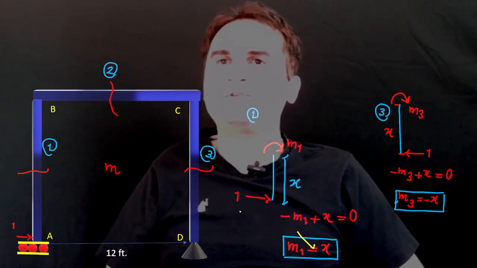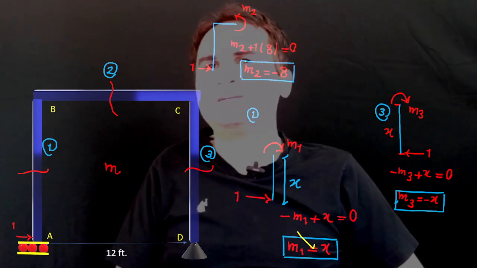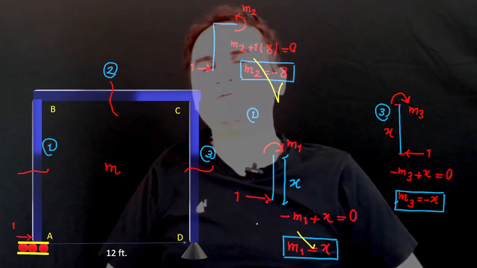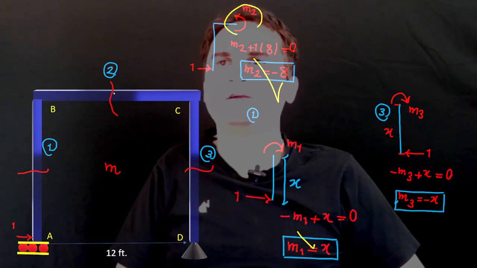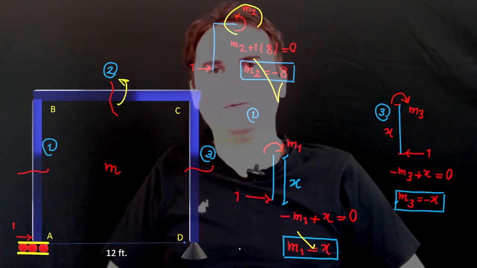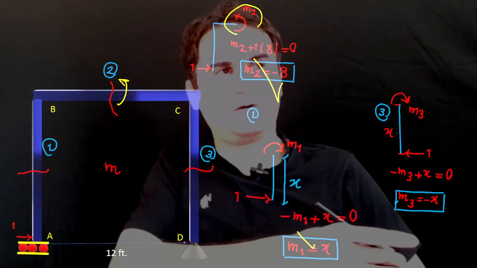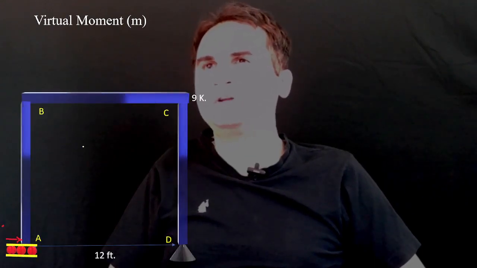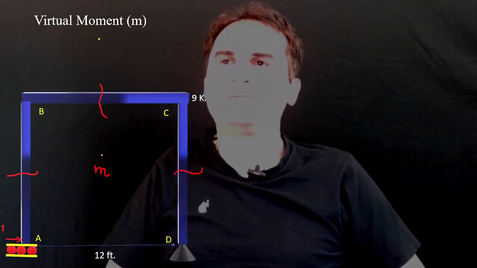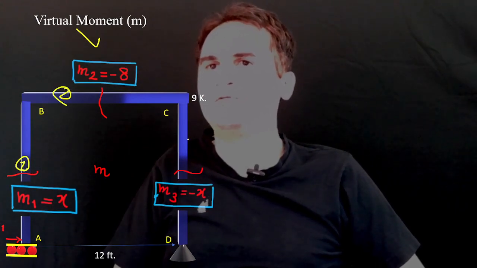And at the same time, for the second member, it just gives you m2 is equal to negative 8 if you just cut it by this part and calculate the moment. As soon as we have the real moment for our structure and we have the small m, we can combine them together. So these are the virtual moments, small m for each part, m1, m2, m3.